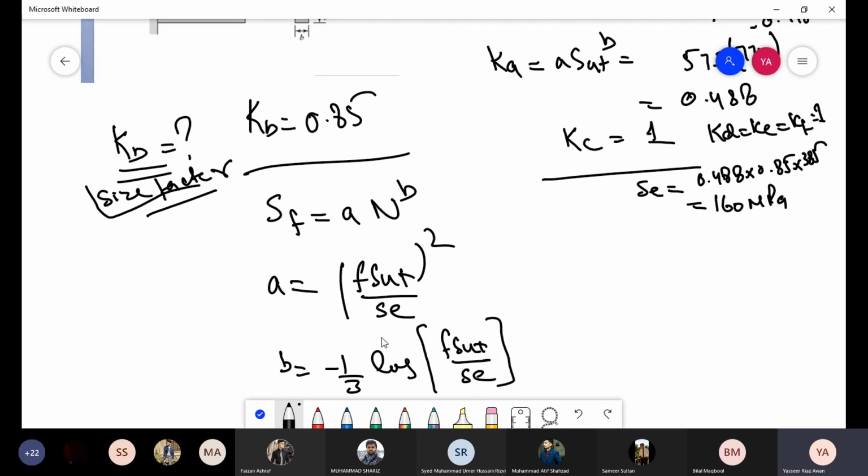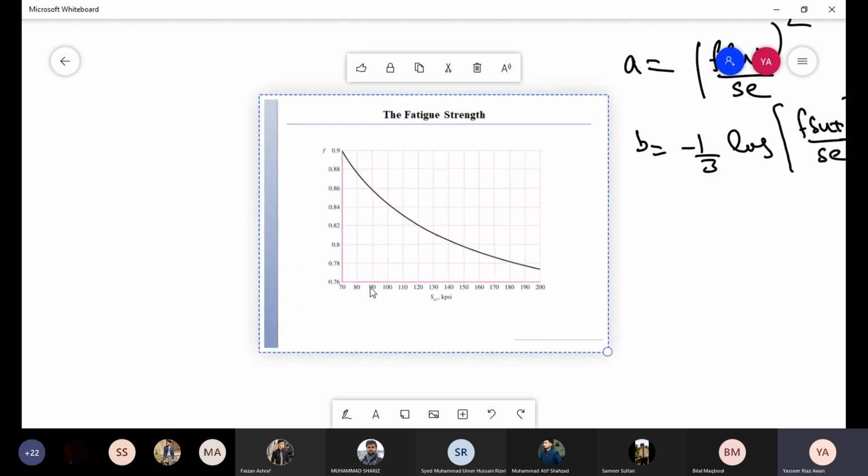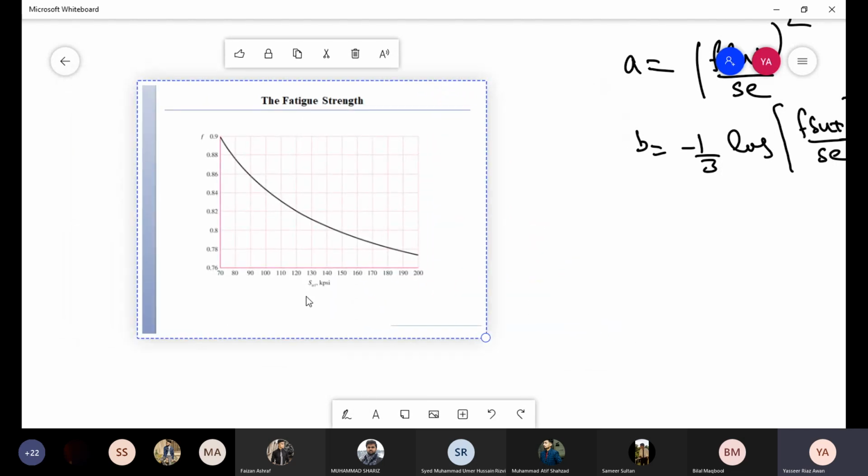Okay. So first you have to find this F value, and for this we would have to go to this graph, and this graph is given in megapascal in your SI edition book.